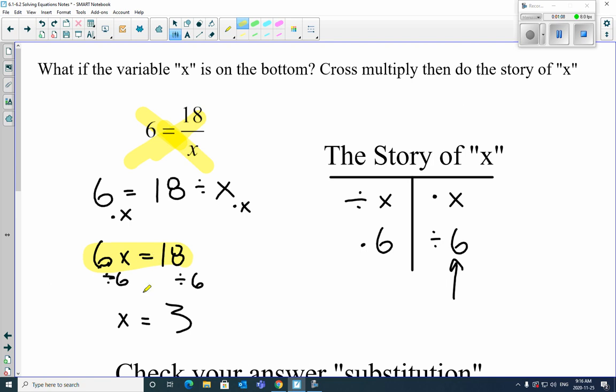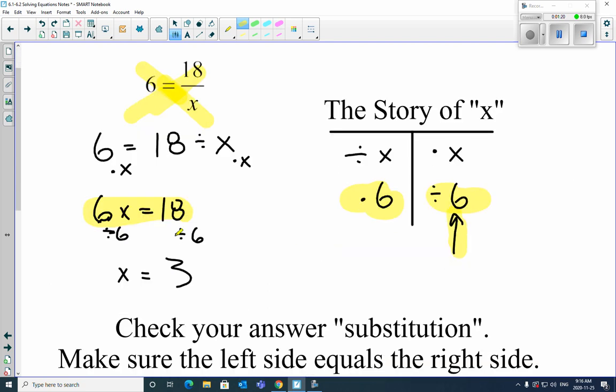Now we can do the story of x. So what happens to the x here? Well, there's a 6 attached to it, and the 6 is attached by multiplication, right? So multiplied by 6. So what's the opposite? We divide by 6. So we divide both sides by 6. 6 divided by 6 is 1. Then reduce down. X is by itself. And then 18 divided by 6 is 3.